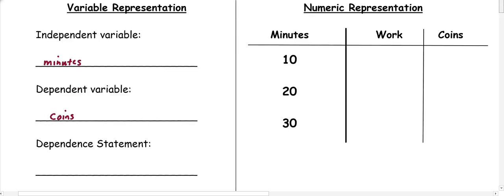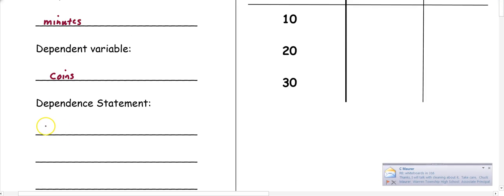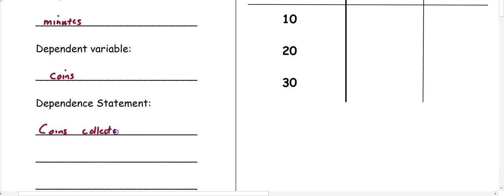So when we write a dependency statement, we would say coins collected depends on the number of minutes.